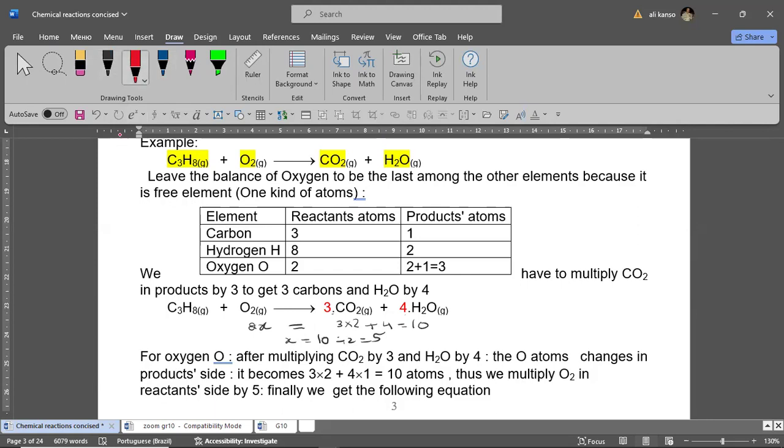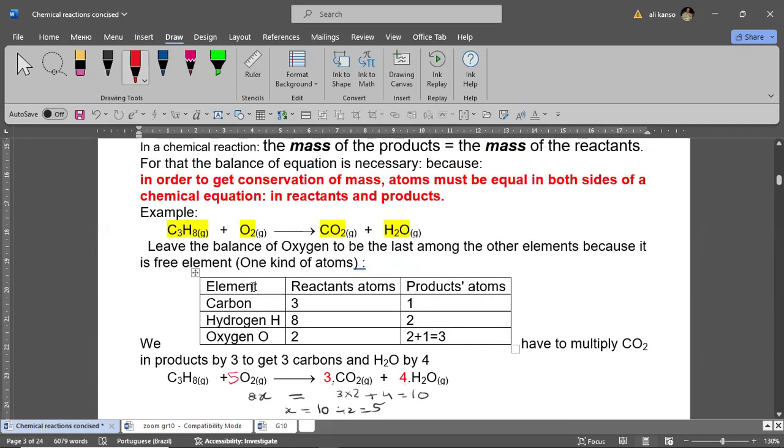Let us continue balancing. In the elements, reactants and products, this table is not necessary to be done. We can do this by trial and error.